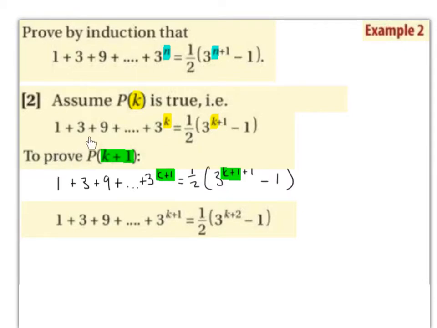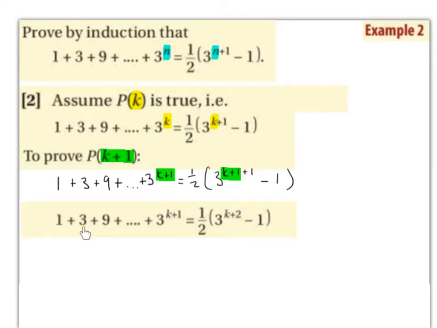Now we want to prove p of k plus 1. So we basically swap each of those k's for k plus 1. So we have 1 plus 3 plus 9 plus ... plus 3 to the power of k plus 1 is equal to a half times 3 to the power of k plus 1 plus 1 minus 1. And simplifying, all we have to do is simplify k plus 1 plus 1, which is k plus 2.